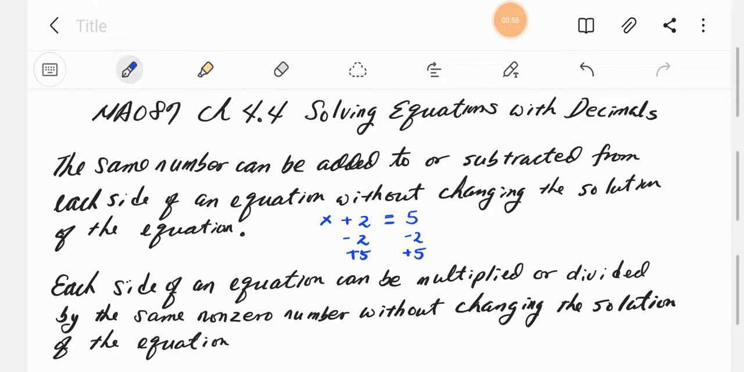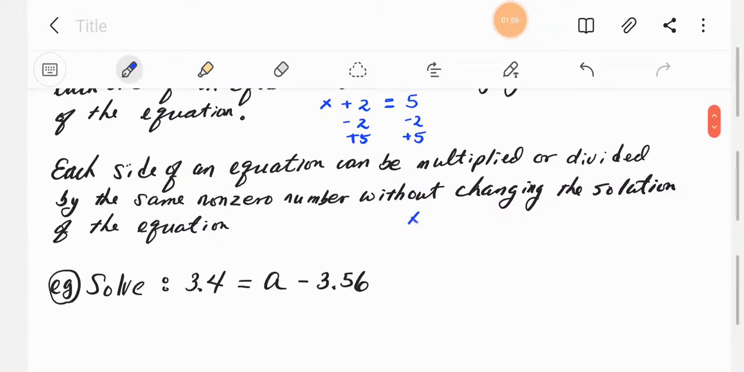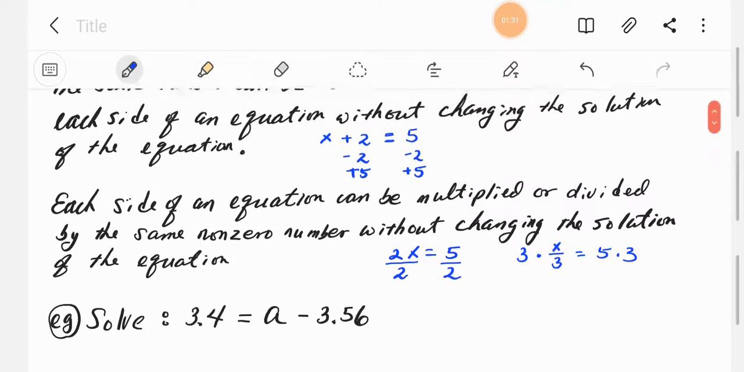The second one is, each side of the equation can be multiplied or divided by the same non-zero number. So let's say you have 2 times x is equal to 5. Then you can divide each side by a non-zero number. So you can divide by 2. Or if you have something like x over 3 is equal to 5, then you can multiply each side by the non-zero number 3. So that's what it means.